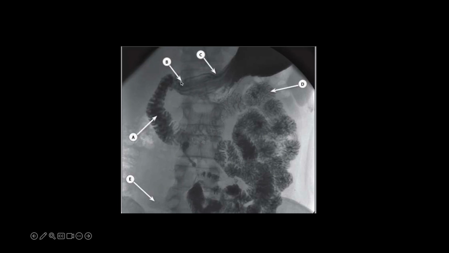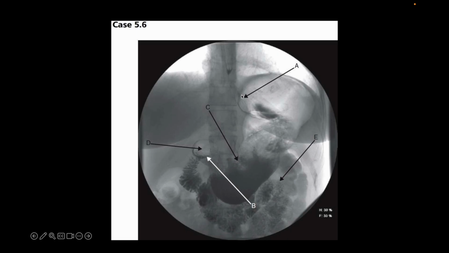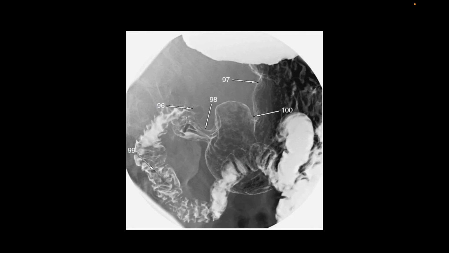B is the pylorus, so this would be the first part, second part, third part of the duodenum, fourth part coming up here, and then this would be the DJ flexure here. It's got a bit of a flexure, and this would be the proximal duodenum. Remember, the ligament of Treitz marks the DJ junction and the beginning of the jejunum, which is around here, where you've got a bit of an angle. Again, the incisura angularis is this here.